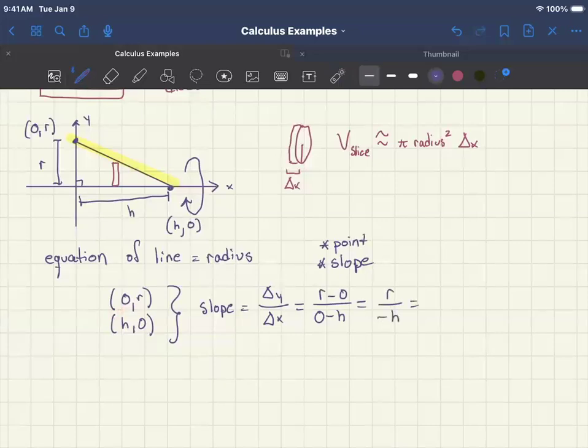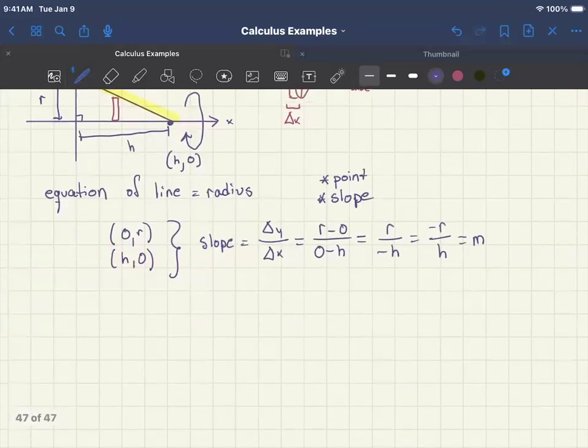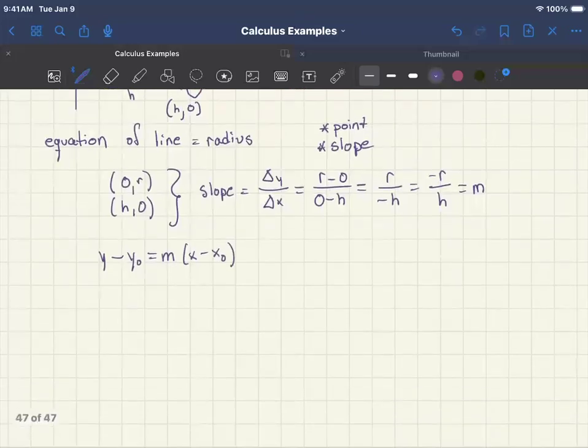So, I'm going to pop that negative sign up top. So we have negative r over h. I'm going to call that m for our slope. And when we write out our equation, y minus y naught is equal to m times x minus x naught. And it really doesn't matter which point we use. Here's our slope. I'm going to use this one for our point.